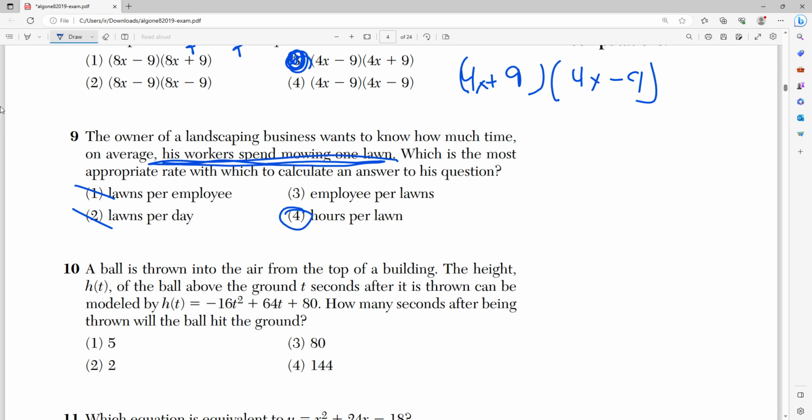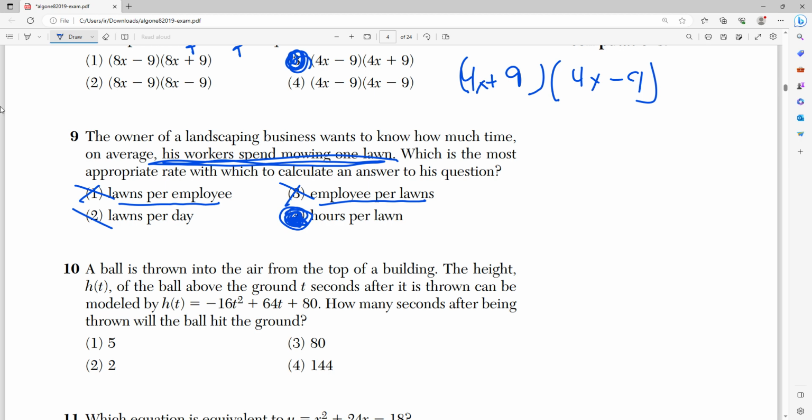It's probably going to be hours per lawn. If you think about it, is it employees per lawn? No, right? He wants to know the amount of time on average his workers spend mowing one lawn. So it should be hours per lawn, because that gives you the amount of time required for one lawn, right? This one doesn't give you any measure of time. This one also doesn't give you any measure of time. It's just telling you how many lawns per employee.